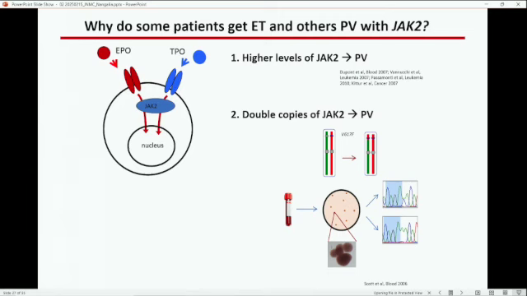You get two copies. And that then drives red cells. So these are little red cells growing in a dish. And you find that it drives the red cell production over platelet production.